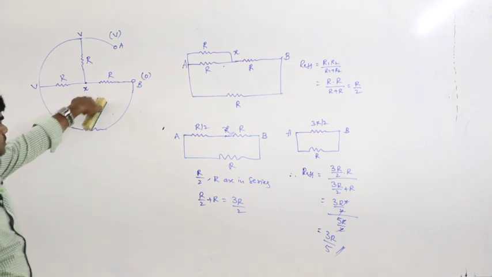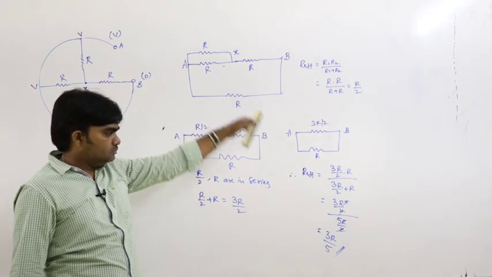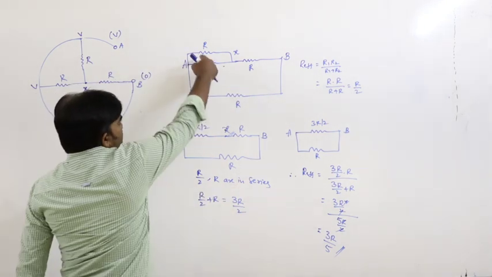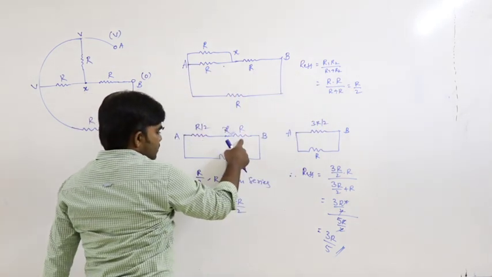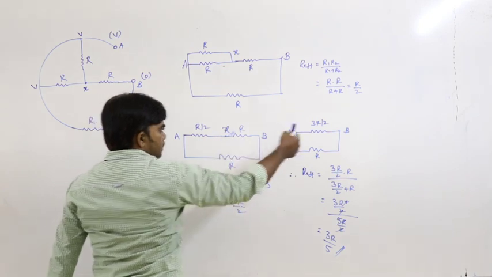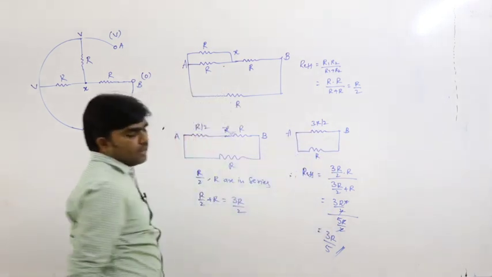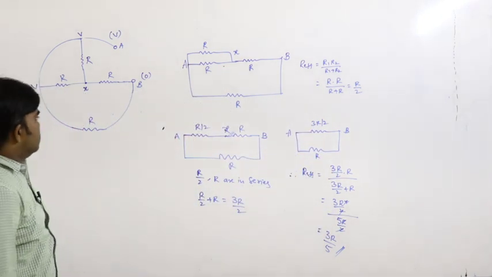This is the original circuit and this is the simplified one, and you have to calculate. Here R are in parallel. Effective is R by 2. Next R by 2 and R are in series. Next 3R by 2 and R are in parallel. Next.